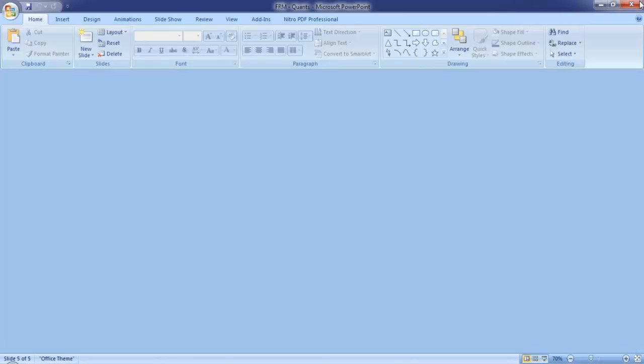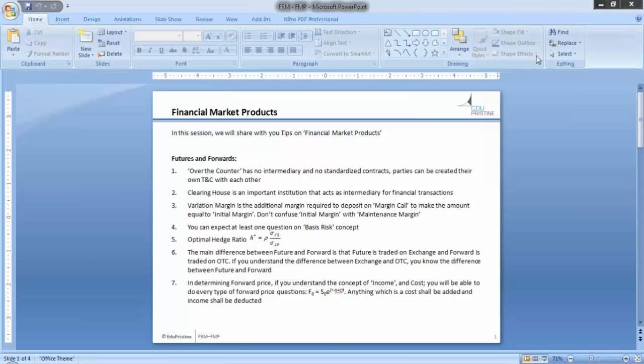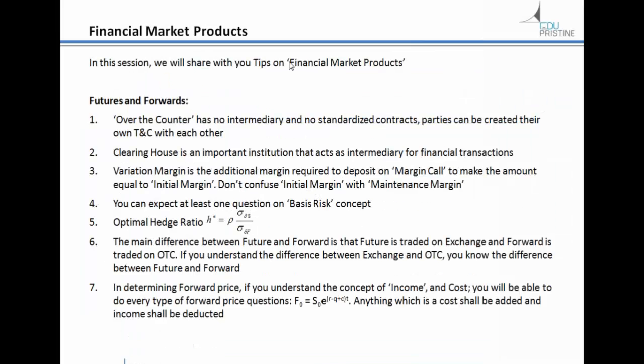I'll take up FMP, the next section. Some easy points to remember in FMP, and your life would be easy. There is a lot of confusion between futures and forwards. This point needs to be kept in mind.